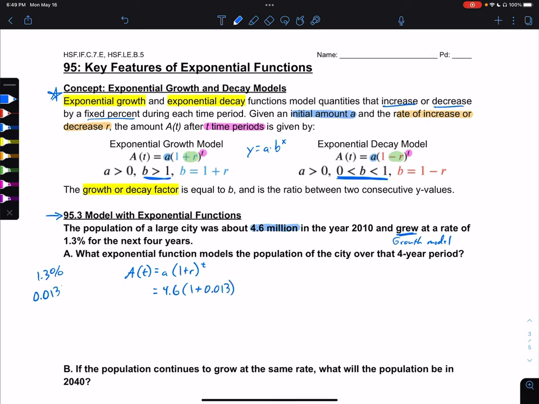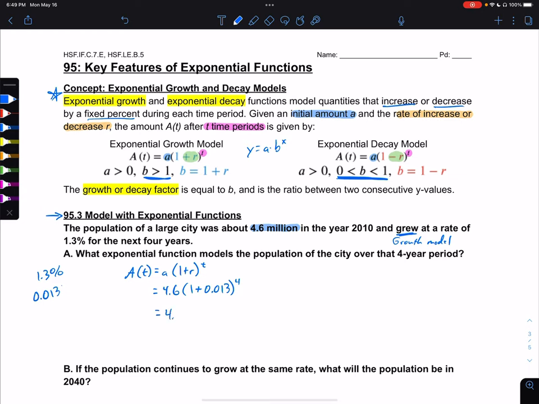And then t, this is kind of up for debate for this specific problem. They are giving us the specific time period of 4 years. So I'm going to put t as 4, but just remember that that 4 will change depending on the number of years that we're looking for. The exponential function modeling the 4-year period would have an exponent of 4. If it was 20 years, it'd be an exponent of 20. If it was 100 years, it'd be an exponent of 100.